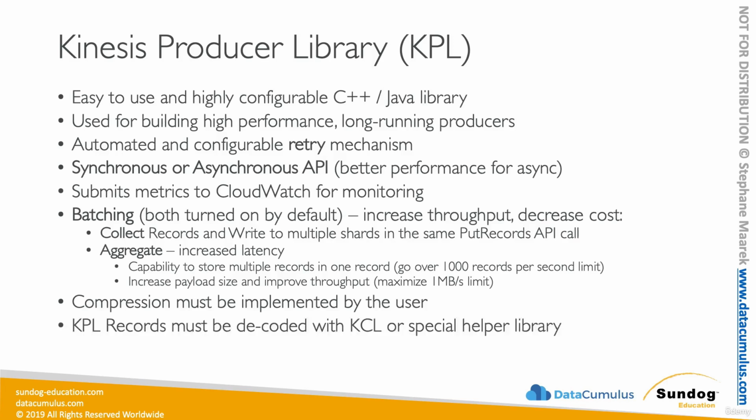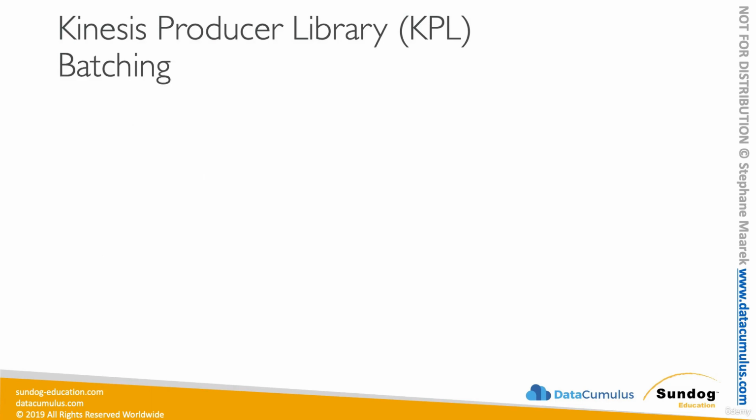When we do send a record with the Kinesis Producer Library, though, it's a very special record and you cannot just read it using the CLI. For this, you would need to use the KCL or a special helper library, and we'll see the KCL in the next lecture. So let's talk about this batching because this is such an important concept to understand in Kinesis Producer Library and something the exam will ask you about.